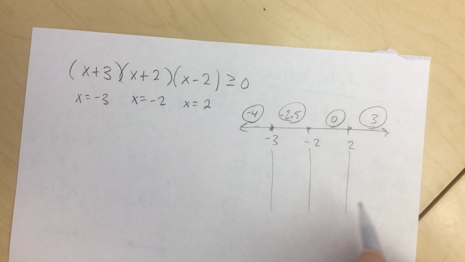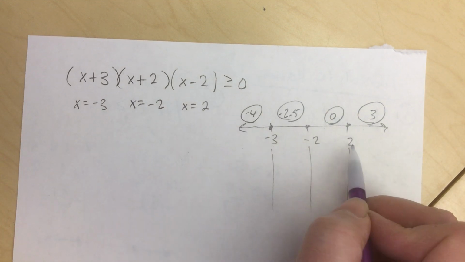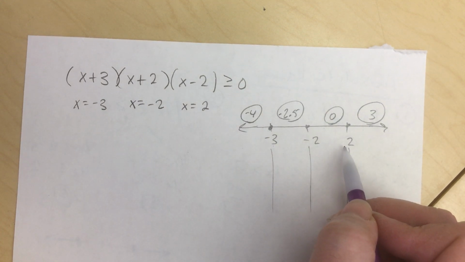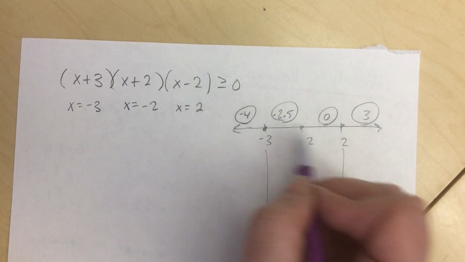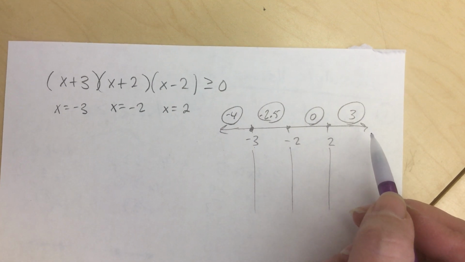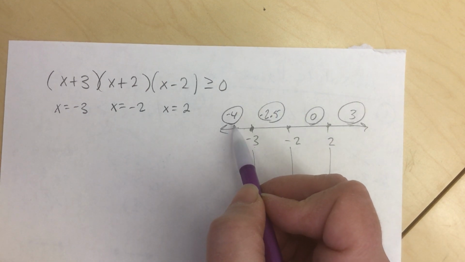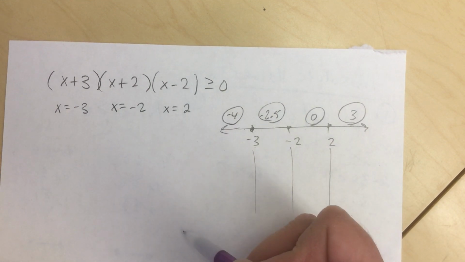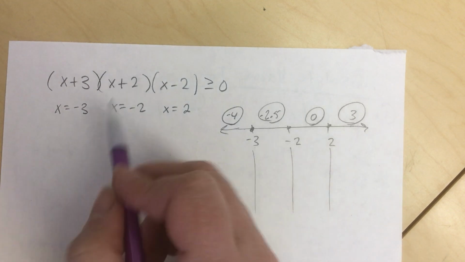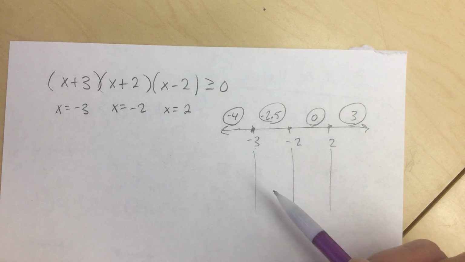Now, notice the numbers that come from my problem that are critical points, I put on the bottom of my number line. The numbers that I randomly picked, I put on the top and I circle them. It doesn't matter how you distinguish between them, but I recommend distinguishing between them somehow. If you use -4, you're not going to put -4 in your answer. Your answer is going to contain the critical points. So keep them straight so you don't accidentally put the wrong number down.